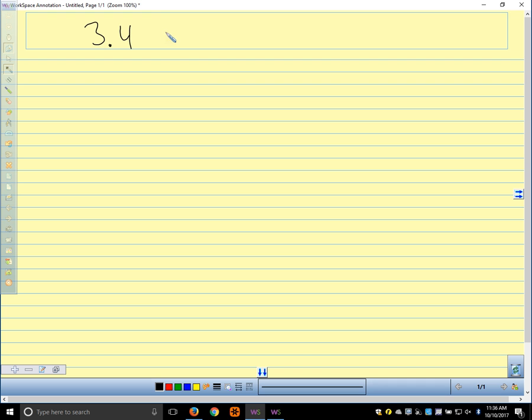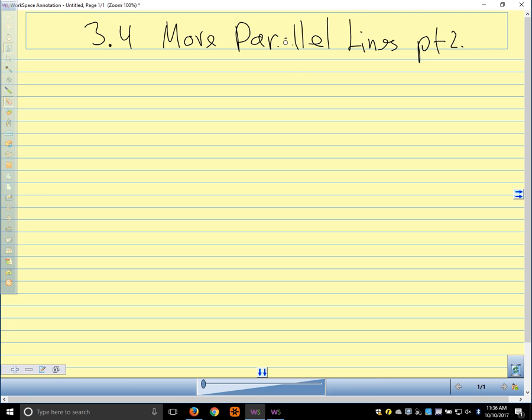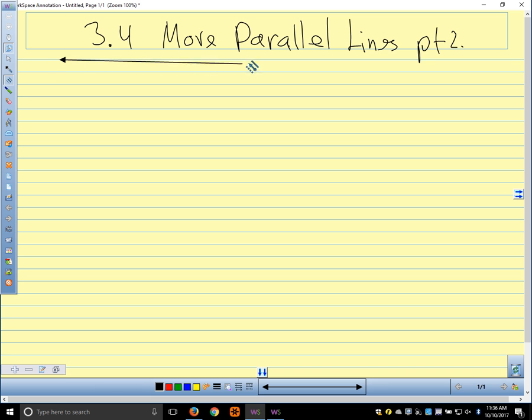We're in section 3.4, and I'm going to call this More Parallel Lines, Part 2, because we already did one lesson that we called More Parallel Lines. But really all we're doing is filling in that last bit of your graphic organizer. All right, so this should be an A, parallel, down on the bottom left of the graphic organizer, the side that says, how can we prove lines are parallel?